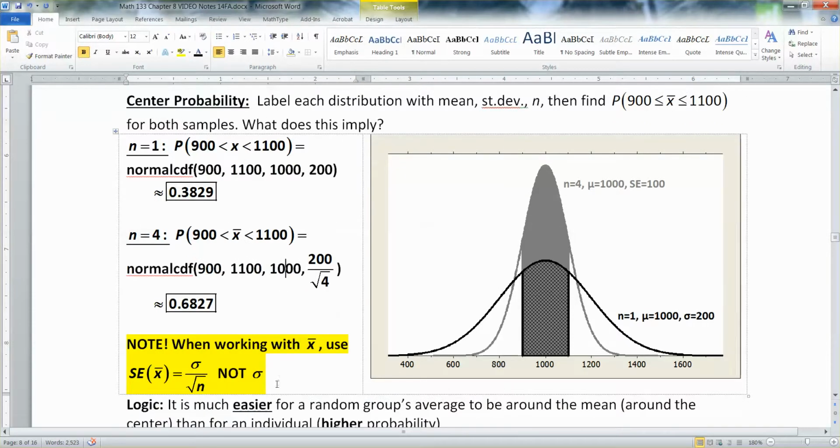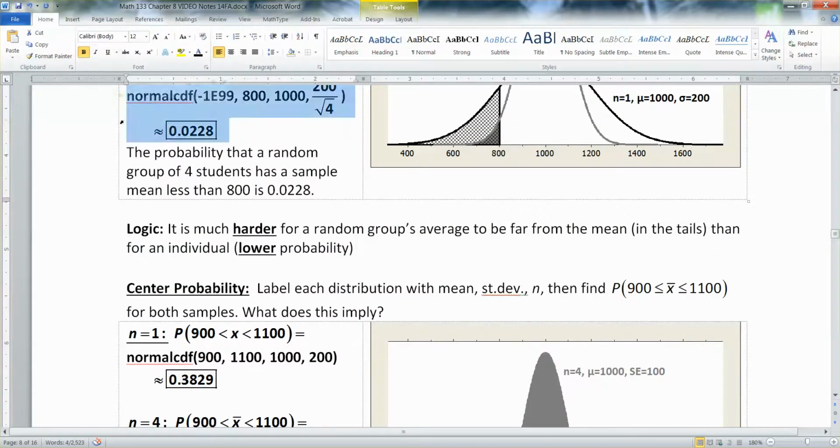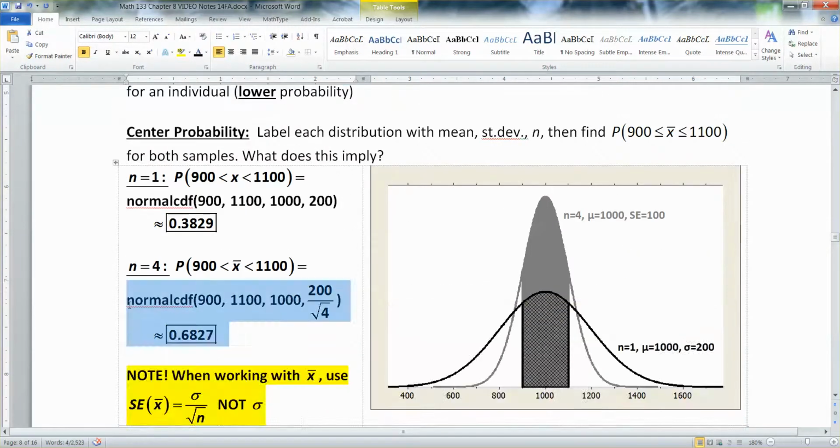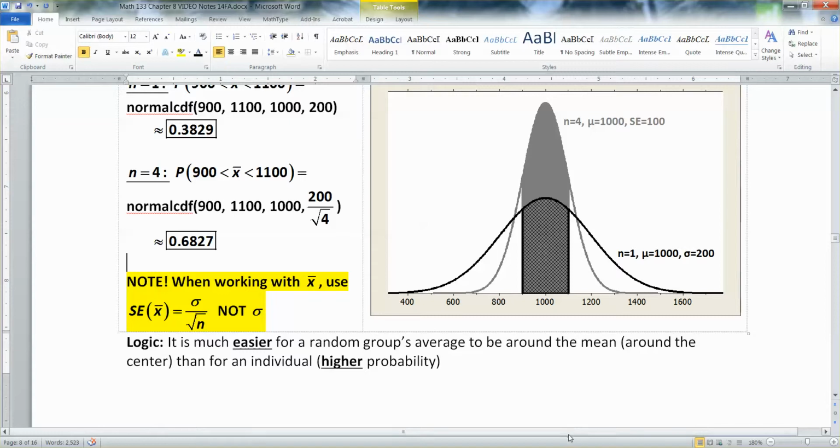That means your spread is decreasing, and that means it's going to be easier to be in the center, harder to be in the tails. Lower probability in the tails, higher probability in the middle. All right, now hopefully that all makes sense and we are done with that example. And I'll see you back here for the next example.